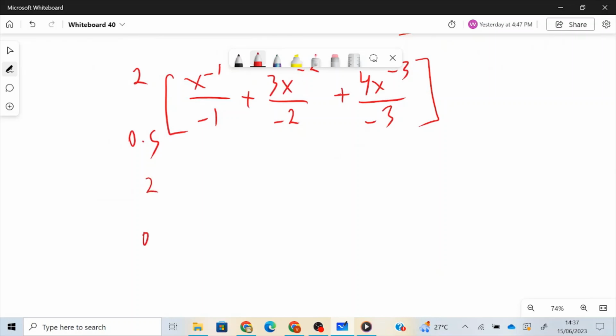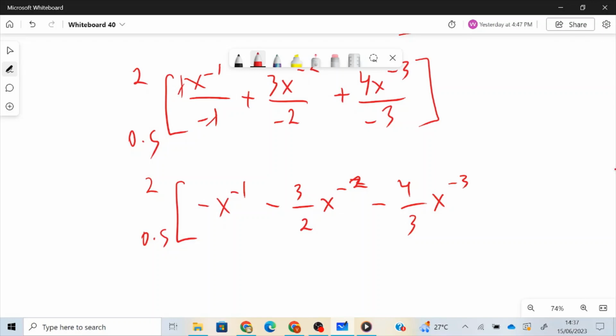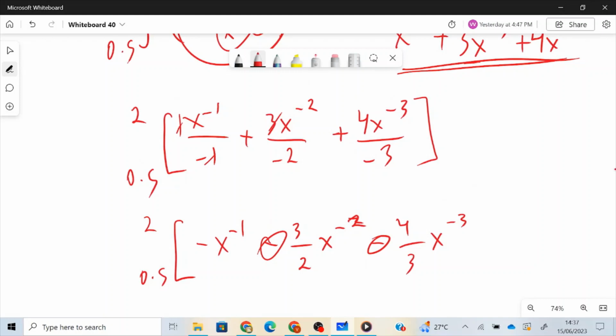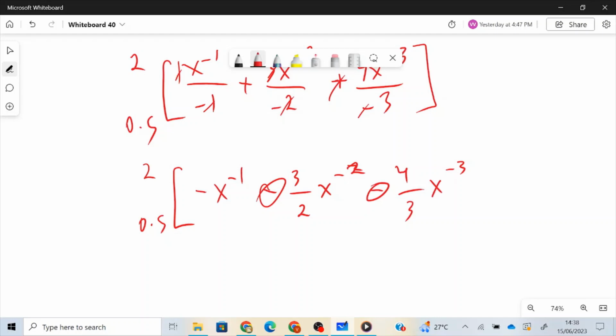We have 2 to 0.5 square bracket. We know there's a 1 over here, so this cancels this. We basically have a minus x to the power minus 1, minus 3 over 2x to the power minus 2, and minus 4 over 3x to the power minus 3. Why did I get minus over here and over here? It is because if I do 3 divided by minus 2, it's minus 3 over 2, and plus minus 3 over 2 is the same as minus 3 over 2, because the minus overweighs the positive answer. Same over here. So that's how I get the minuses over there.